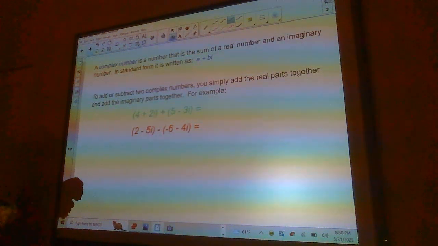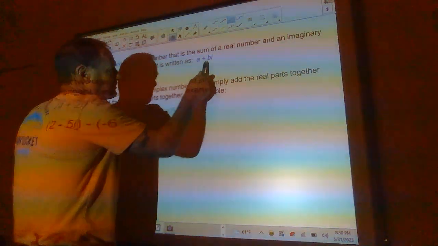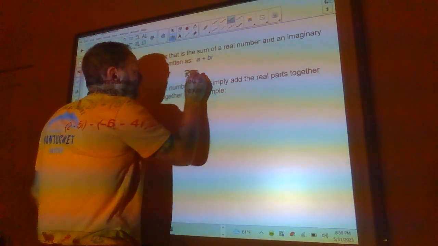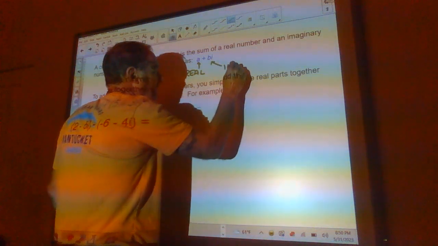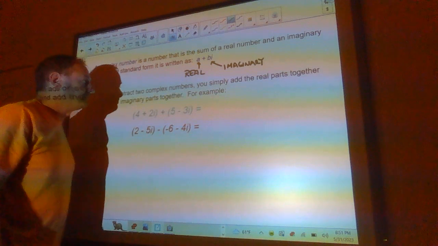A complex number is a number that has both a real component and an imaginary component. So they look like this: a plus bi. This is the real part right here. This is the imaginary part right here. And together they make a complex number.